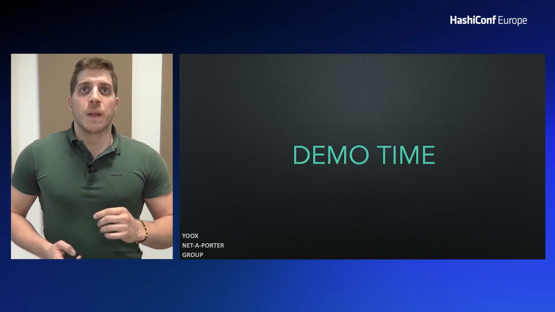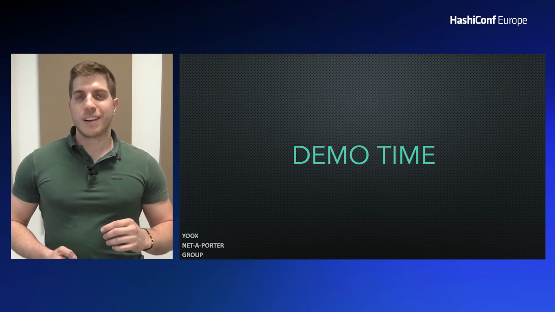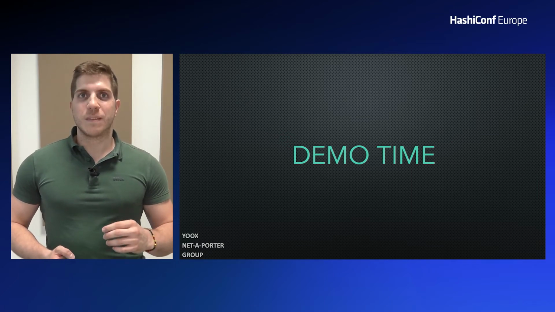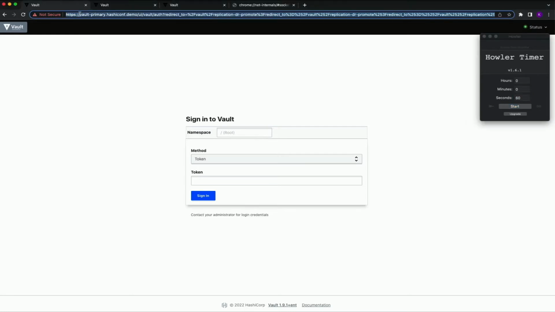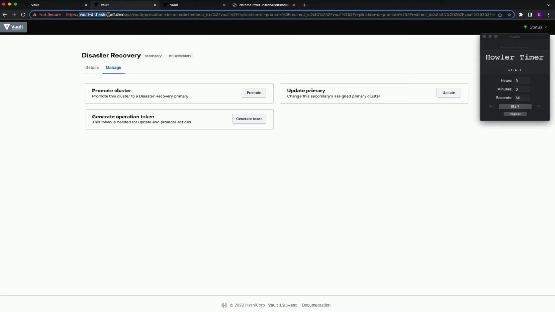Now, I'd like to demonstrate these concepts in a quick demo, and we'll see how these two scripts will be used and will make all these changes in the primary cluster and the DNS. So we can see here that we have our primary cluster, vault-primary.hashiconf.demo, and there's the login screen.